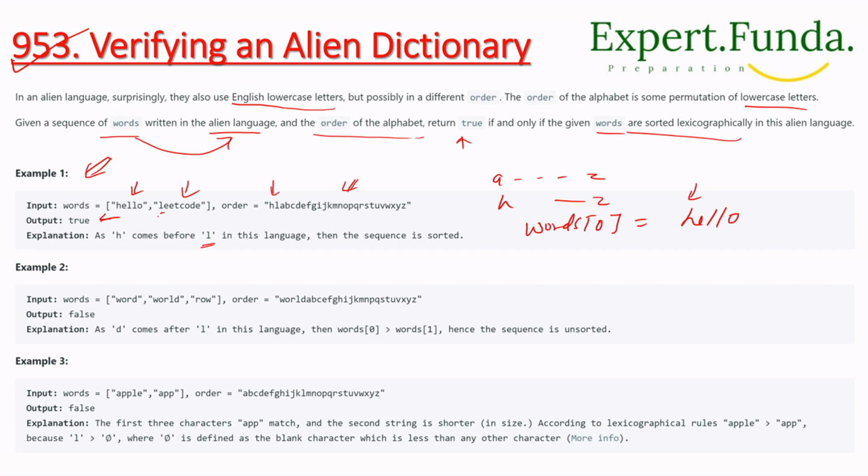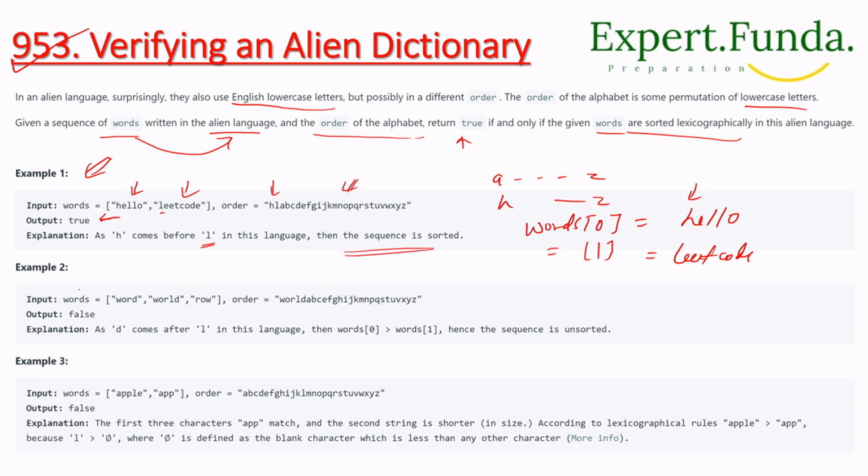You can see, at index 0 and at index 1, this is leetcode, right? So H is coming before L, and that's why this sequence is sorted, right? So we will say that the sequence is sorted, correct?